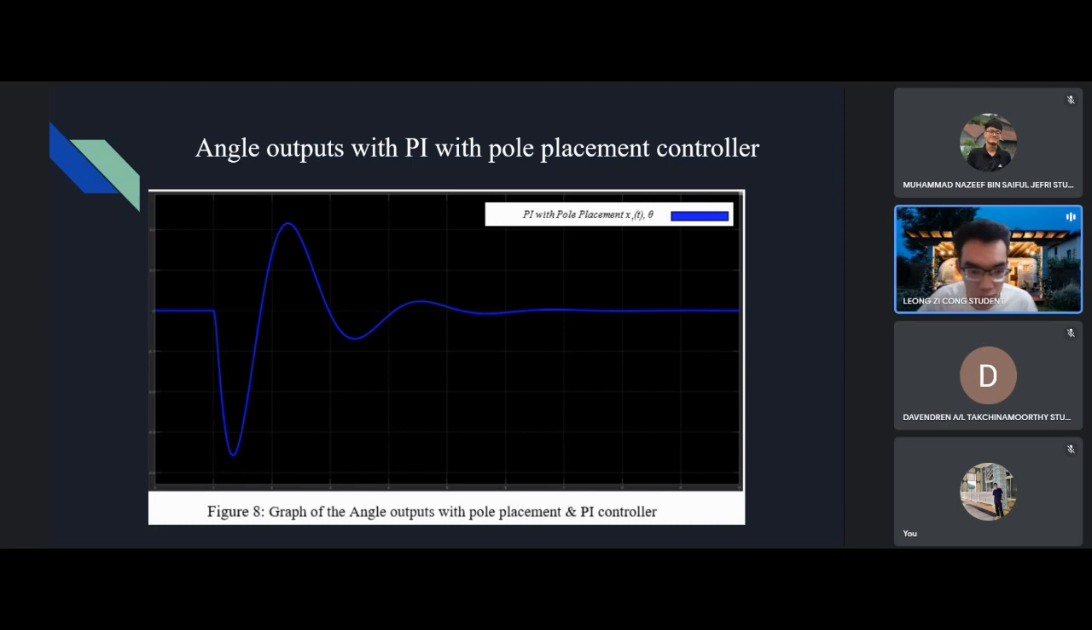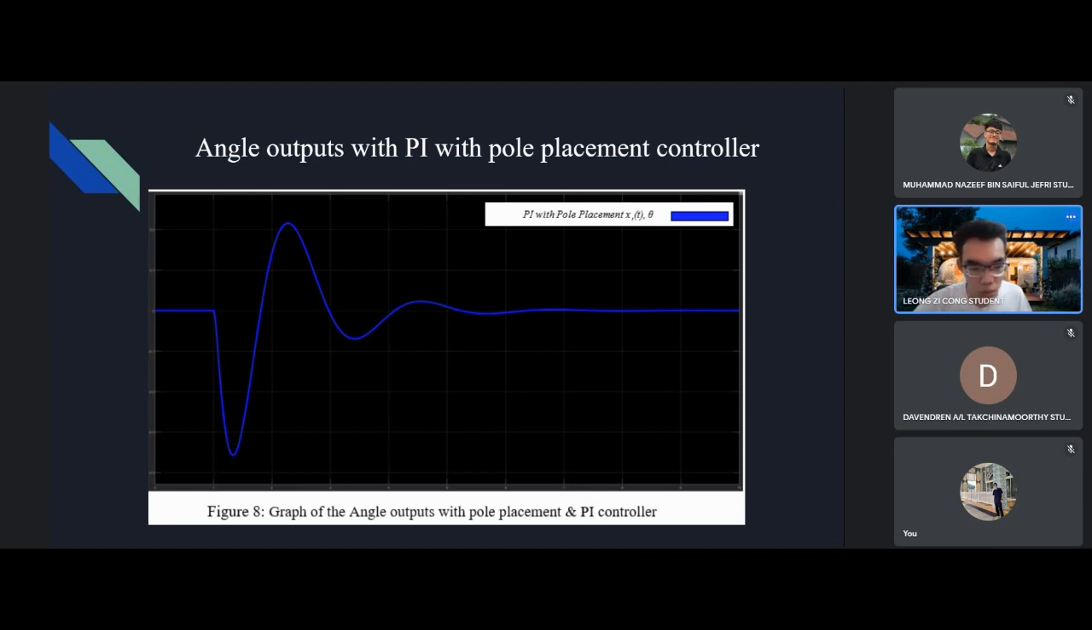Okay. For this one is the angle output with the PI with pole placement controller. With the PI with pole placement controller, it can also make the whole system maintain the angle at 0 degrees. So we can say that the PI with pole placement controller can stabilize the system. However, it cannot fulfill the design scenario.